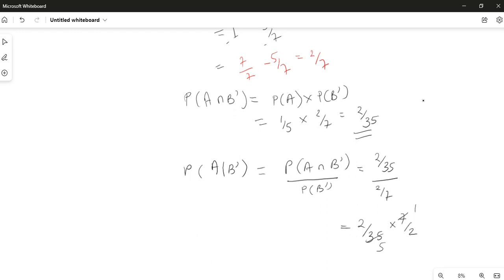So we can simplify this. 7 divided by 35 is 1. So 1 times 2, that is 2. 2 times 5, that is 10. Simplify this further: 2 divided by 2 is 1, and 10 divided by 2 is 5. So the probability of A occurring while B doesn't occur is 1 over 5. That's the conditional probability.